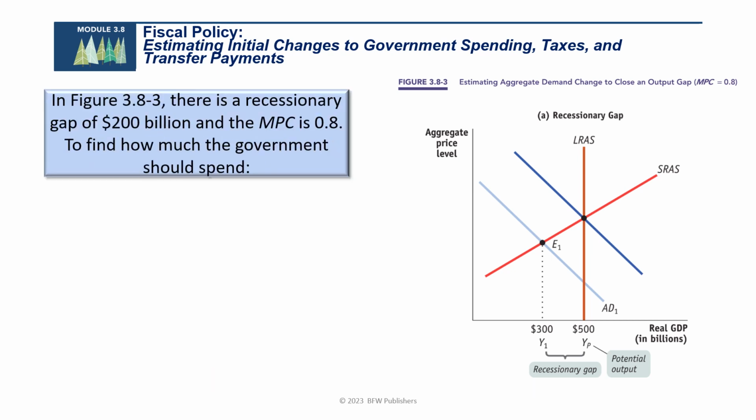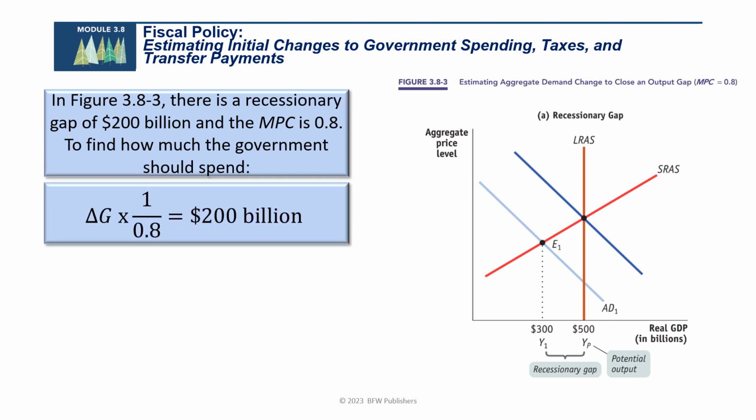So expansionary fiscal policy is in order. Let's assume that the government's going to use government spending to close that recessionary gap. It tells you in this problem that the marginal propensity to consume is 0.8. Therefore, what is the size of the multiplier, right? We just went over this on the previous slide. 1 over 1 minus 0.8. The multiplier is 5.